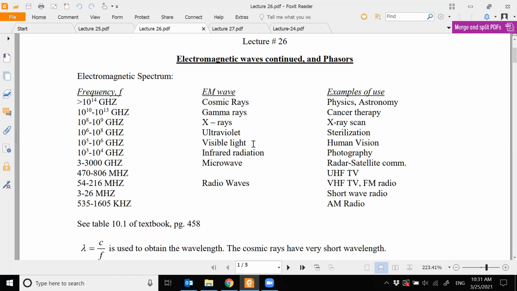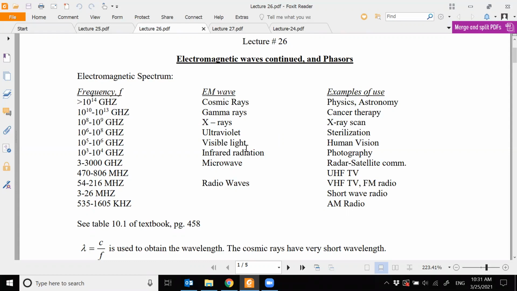That means these are the electromagnetic waves which you can see. So if you see the light, light is nothing but an electromagnetic wave, but this is visible to us. Then you have ultraviolet, then X-rays, then gamma rays, and then cosmic rays. So these are all electromagnetic waves based on the frequencies, and they have specific applications.